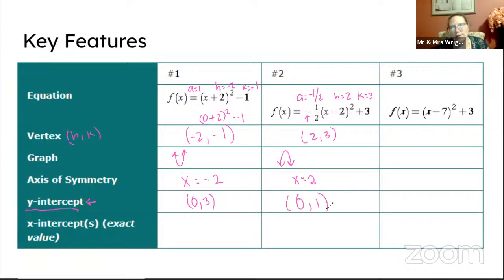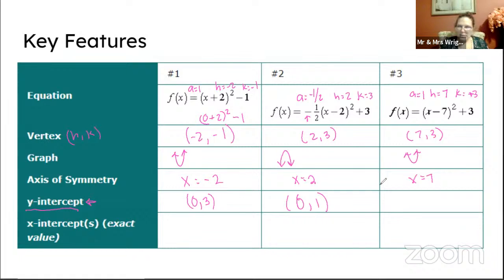0, 1. All right, so here we have a equals 1, h equals 7, and k equals positive 3, because for k we do not find the opposite. We only find the opposite for h. So this is 7, 3 as the vertex. I know that this is going to open upwards, and the axis of symmetry is going to be x equals 7.